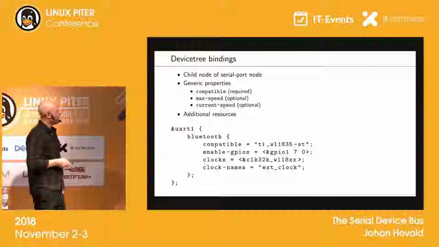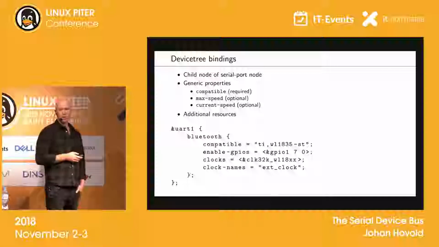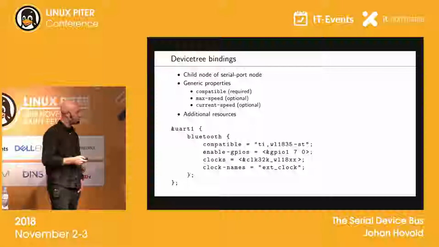Now that you have one of these firmware descriptions, we have a place where we can describe our additional resources. So in this example, we have a Bluetooth node, which is a child of the first UART. It has a compatible property, and it now specifies an enable GPIO and a clock.